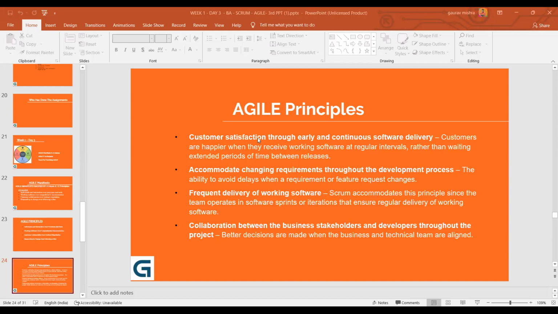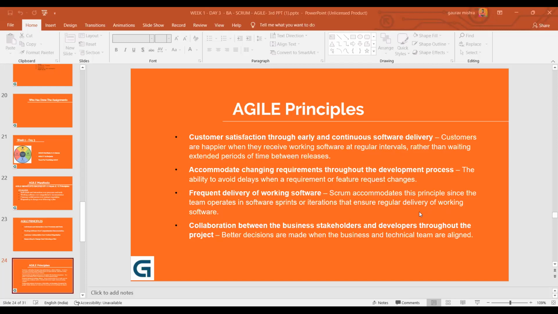And the same way, the Agile principle of accommodating changing requirements throughout the development process becomes a principle, and that adds a lot of value to this delivery orientation. The third one becomes frequent delivery of working software. Working software is very, very important, but along with that, frequent delivery is very, very important. That's what we are focusing upon.